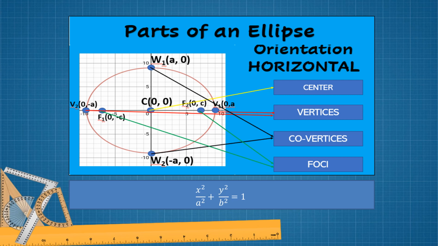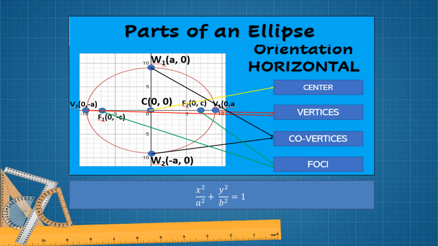But how are we going to know if the ellipse is oriented horizontally or vertically? If the foci and vertices are aligned horizontally, therefore the graph of an ellipse is oriented horizontally. While if the vertices and the foci are aligned vertically, therefore the graph of an ellipse is oriented vertically.